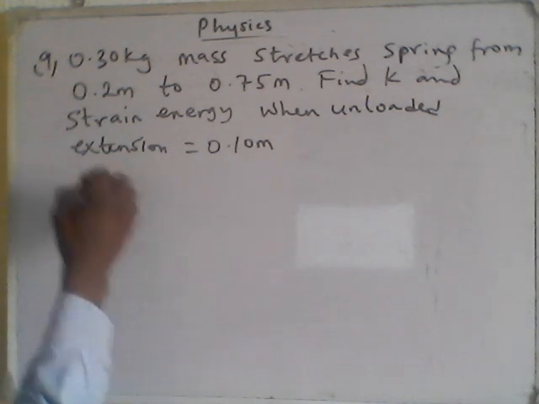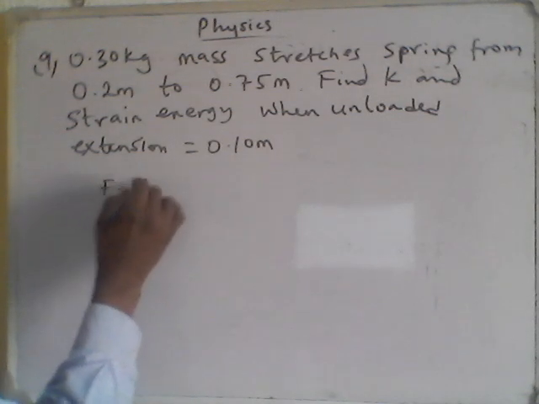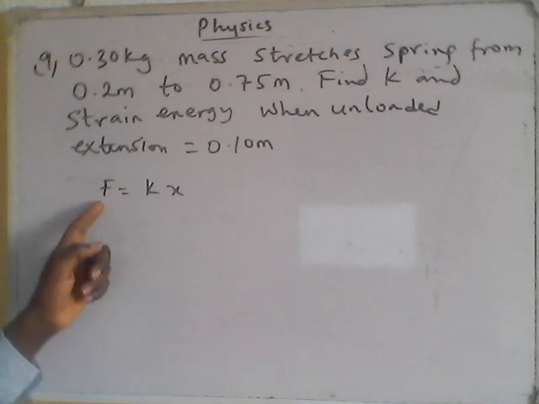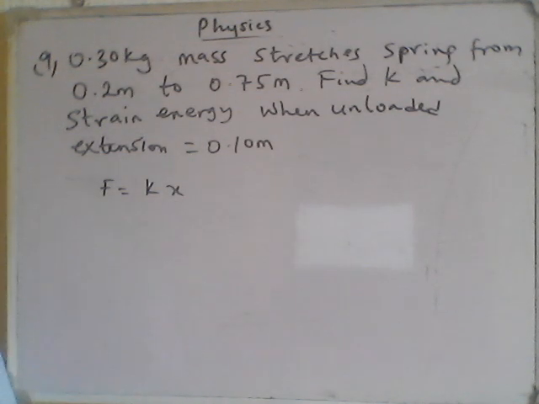So F is equal to Kx, right? Where F is the force that will be required to extend this, and x is the extension. Now this particular F is the force produced by the 0.30 kg.